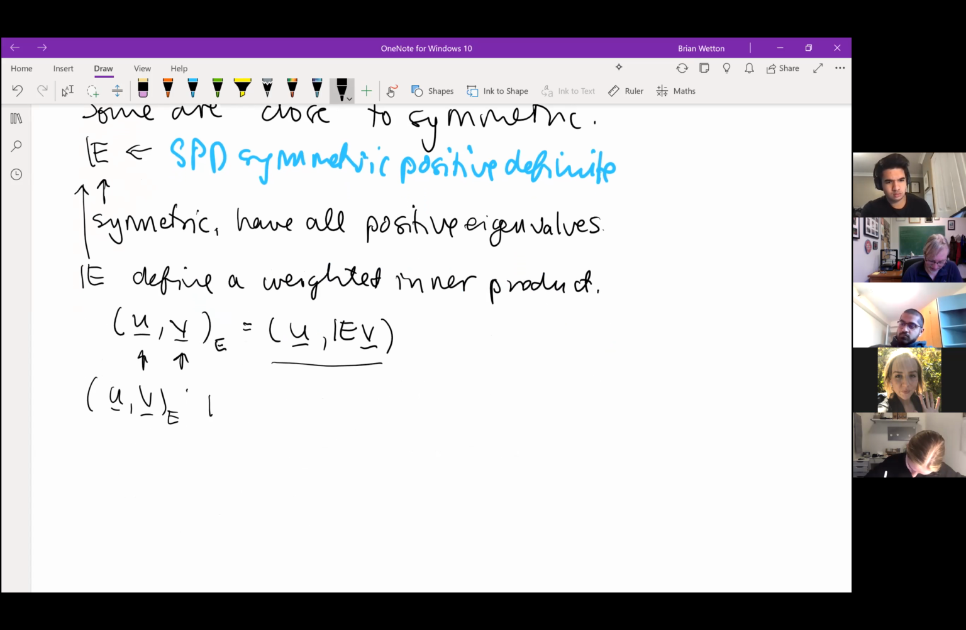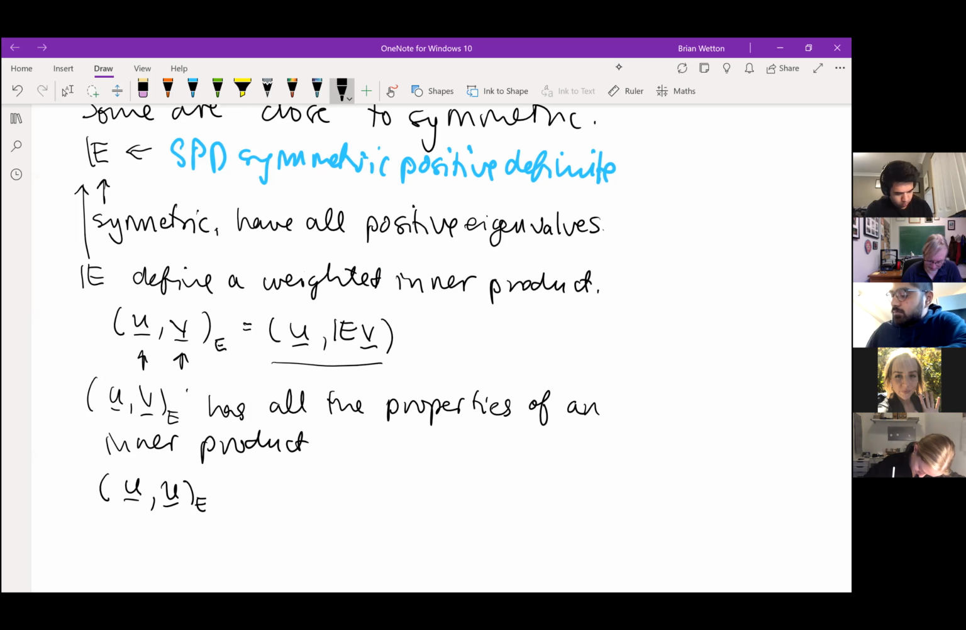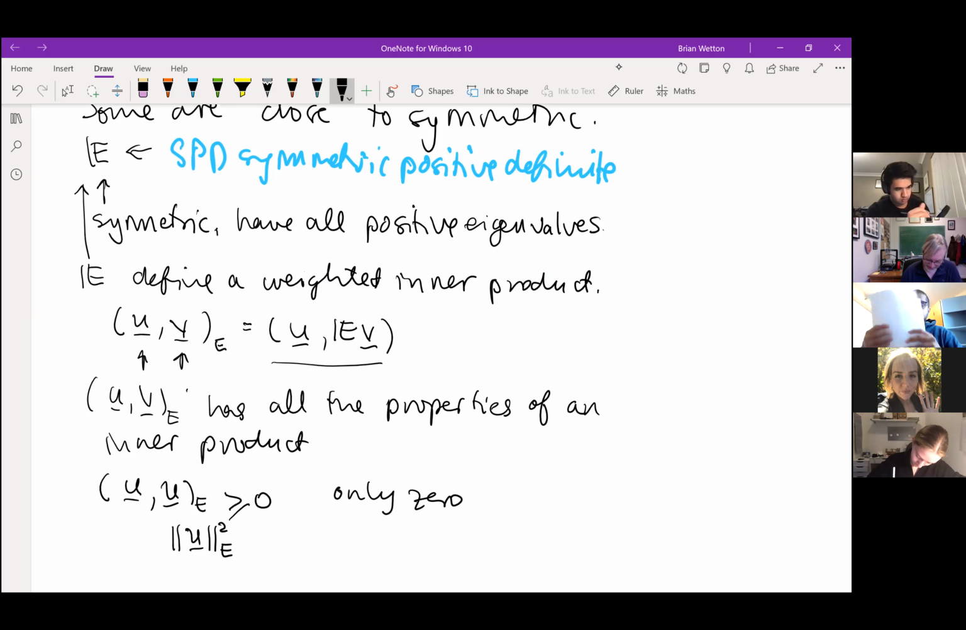that the inner product of U and V in the E sense has all the properties of an inner product. In particular, if I take the inner product of U with U, that's greater than or equal to 0, and this would be like the norm of U in this sense squared, and it is only 0 if U is the 0 vector.